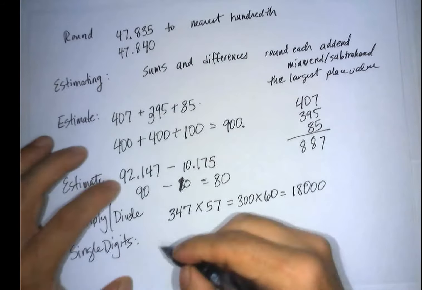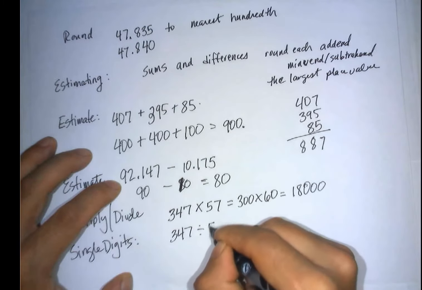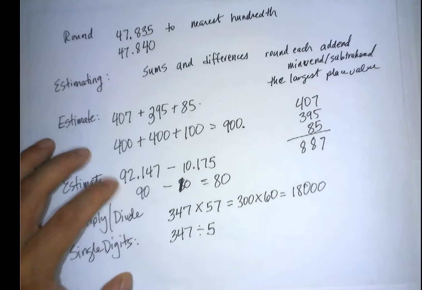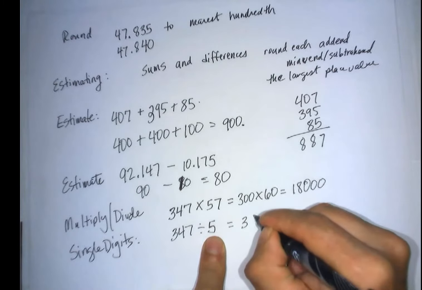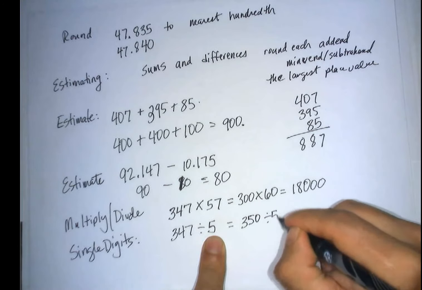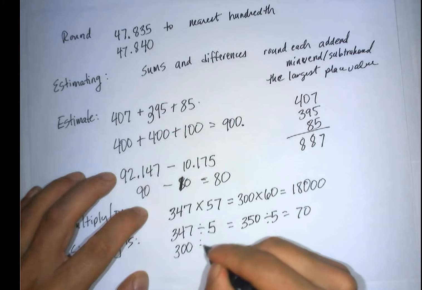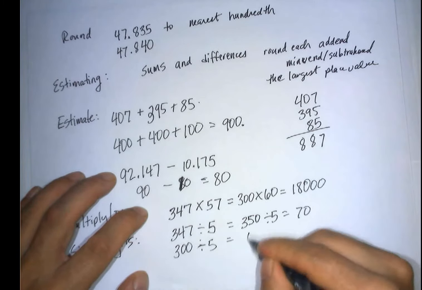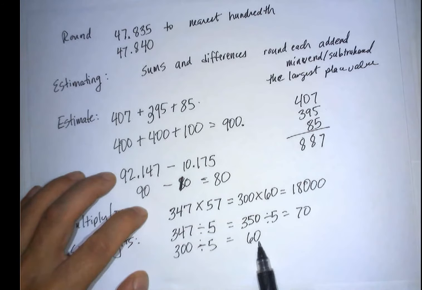Let's say we're going to estimate 347 divided by 5. You wouldn't round this to the nearest 100. You could do 350 divided by 5 and get 70. Or less accurate would be 300 divided by 5 and get 60. Either way, you're not too far off those estimations.